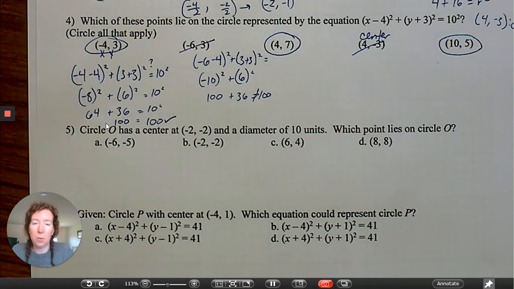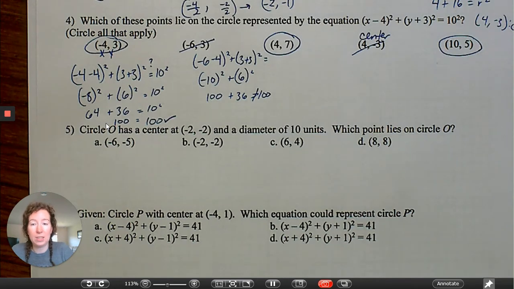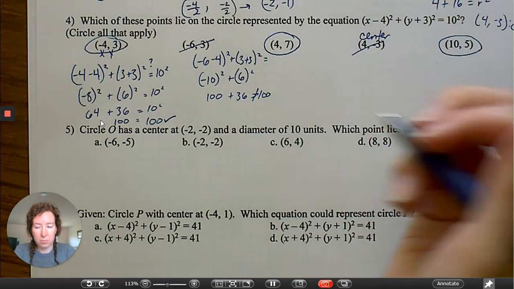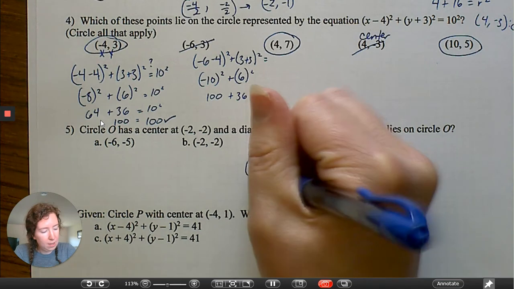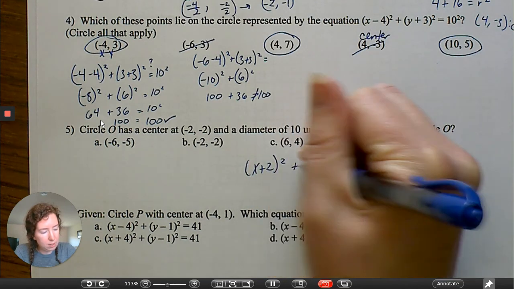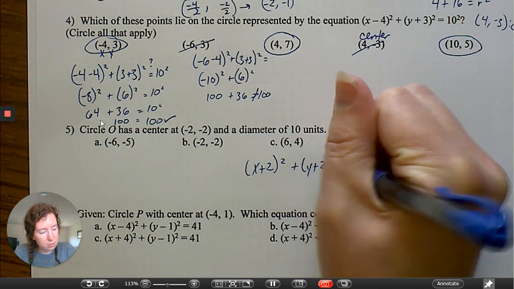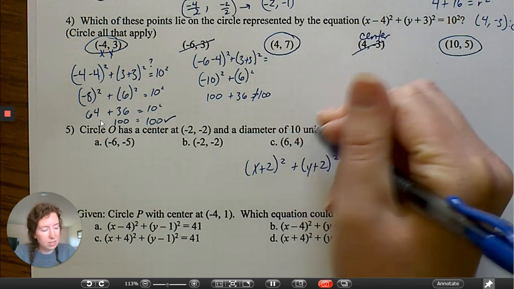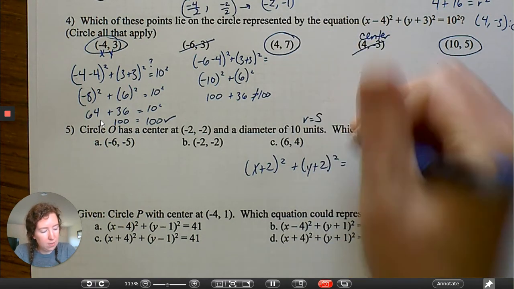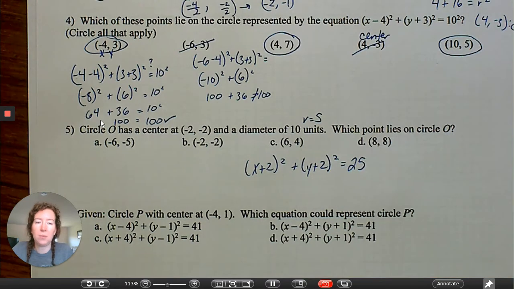Which point lies on the circle? So this one has an equation x plus 2 squared plus y plus 2 squared equals, if the diameter is 10, the radius is 5, 5 squared is 25. Press pause and figure out which one of these is on the circle. Hopefully you got A.